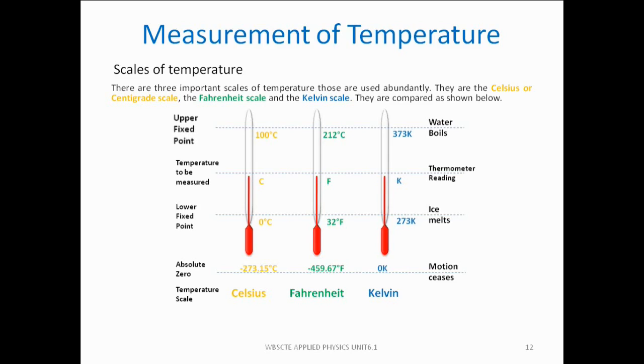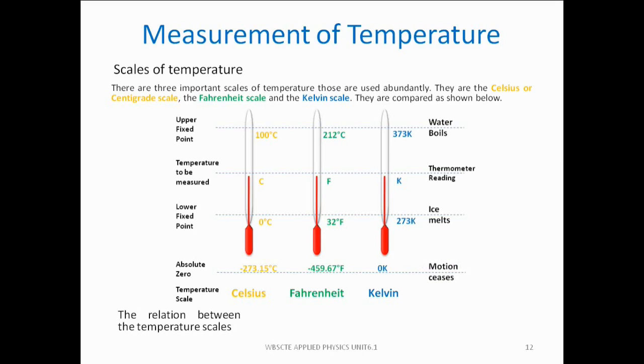Here the values of the upper fixed point in the three scales are shown, at which the water boils. Next we can see, just above the thermometer bulb, the lower fixed point in these three scales, at which the ice melts. Even below, we have noted the values of the absolute zero in the three scales, at which the molecular motion is thought to be ceased.